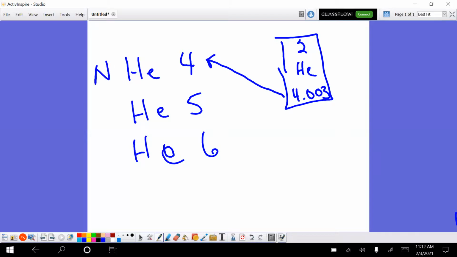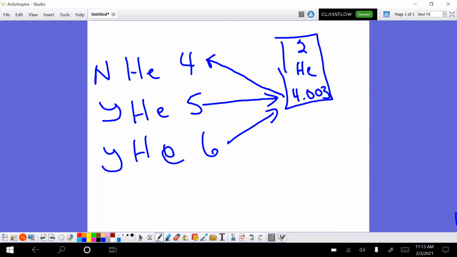So N means no. Helium-5, those numbers are not the same. So this is an isotope. This number and this number are not equal, so that is an isotope. So helium-5 and helium-6 are isotopes. Does that clear up how to figure out if it is an isotope? Yeah. All right, so the next thing is, how do you find out what the neutrons are?